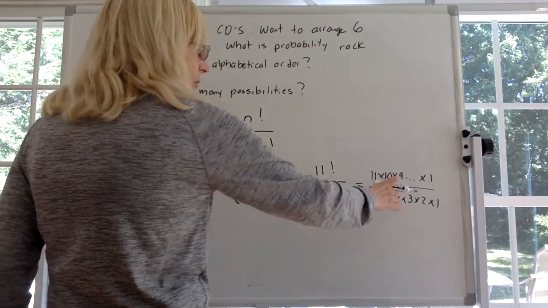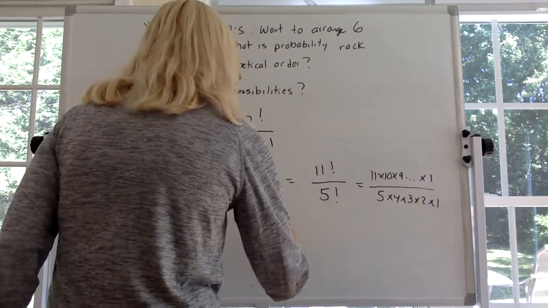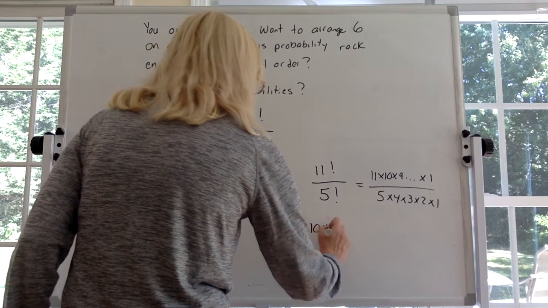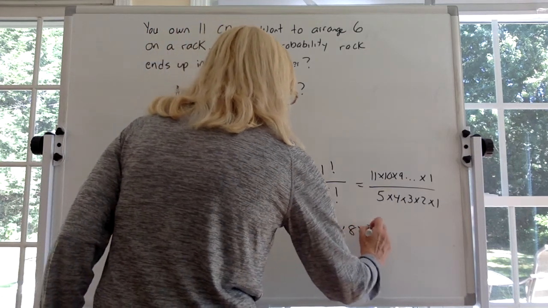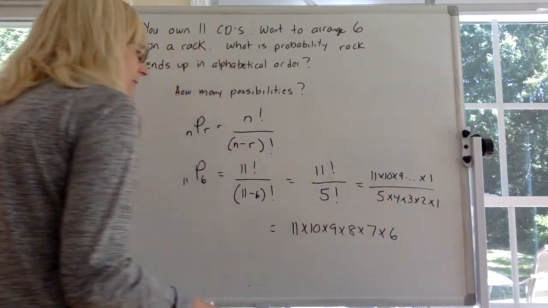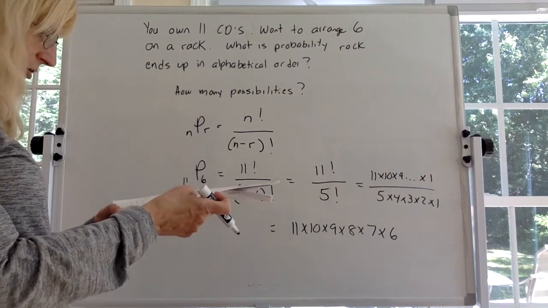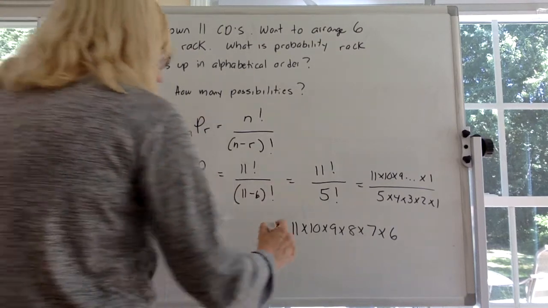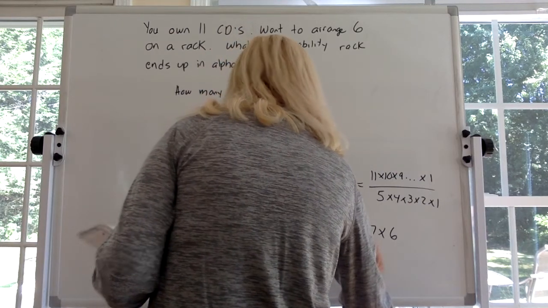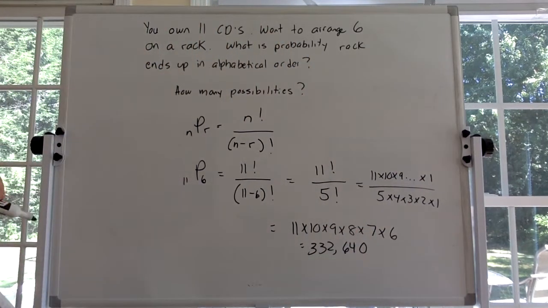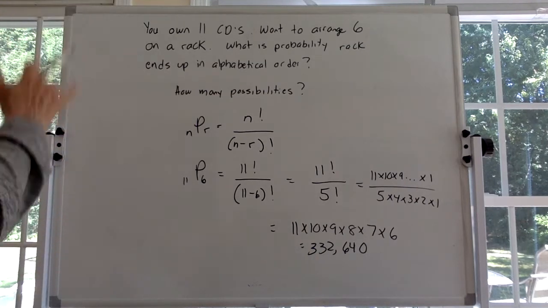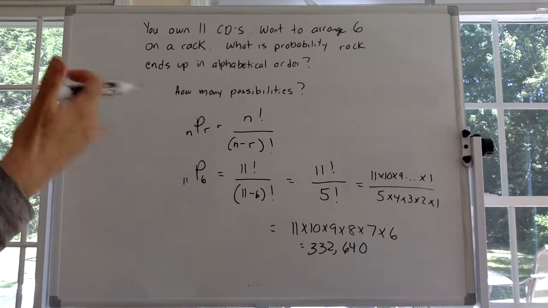So a bunch of what's on top cancels out with what's on the bottom. What's left on the top is just 11 times 10 times 9 times 8 times 7 times 6. The 5 times 4 times 3 times 2 times 1 cancel out with that. So that's a pretty big number. If you do that on your calculator, you get 332,640. So that means there's 332,640 different ways you can arrange 6 out of 11 CDs on a rack when order matters.